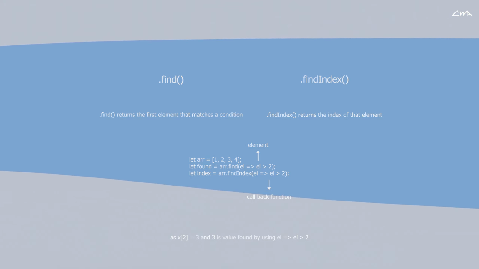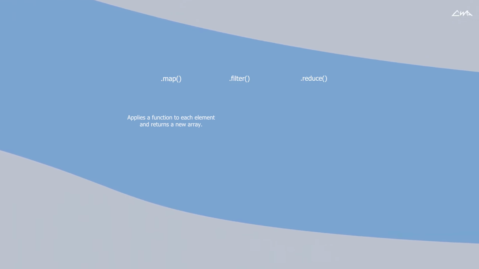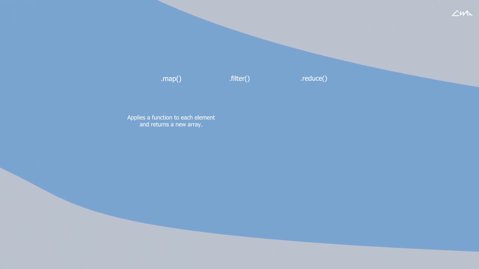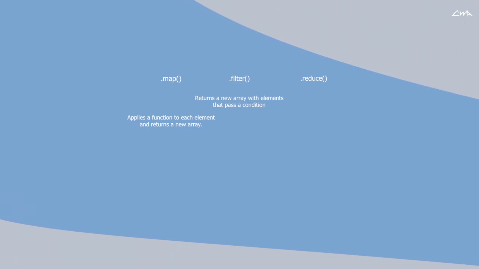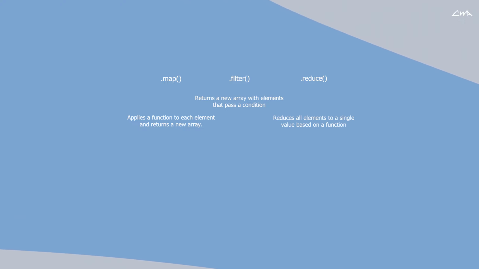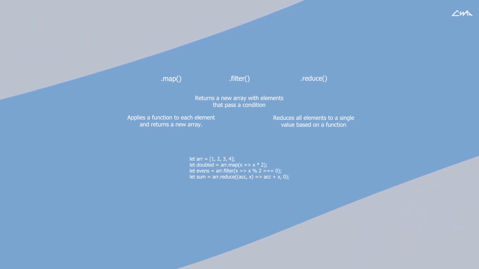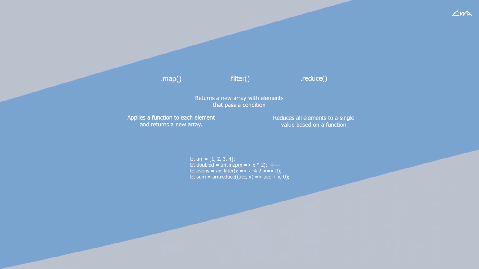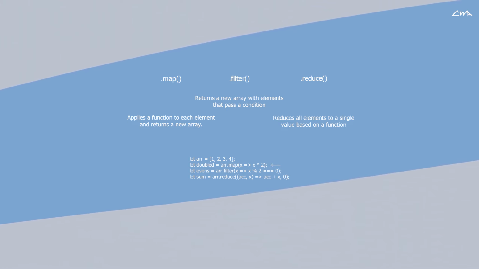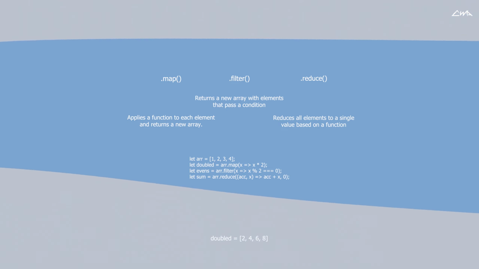Last but not the least, we have .map, .filter, and .reduce. .map applies a function to each element and returns a new array. .filter returns a new array with elements that pass a condition, while .reduce reduces all elements to a single value based on a function. So for example, let arr equals 1, 2, 3, 4. Let doubled equals arr.map x times 2. Over here, all the values of the variable arr are being multiplied by 2. So the value of the variable doubled will be 2, 4, 6, 8.